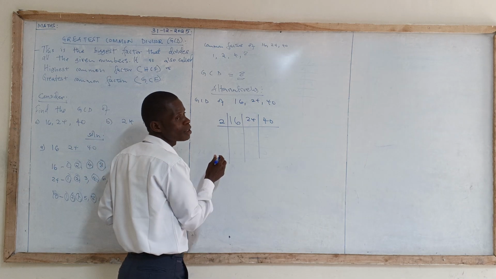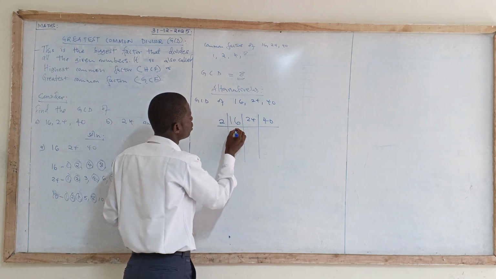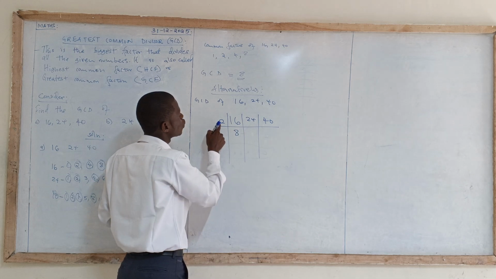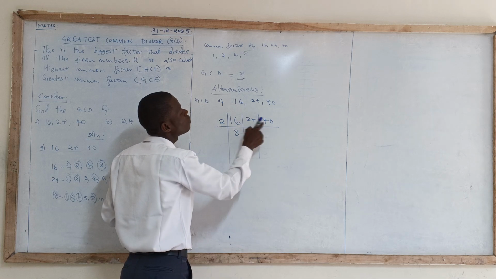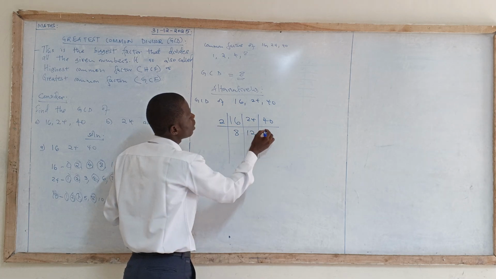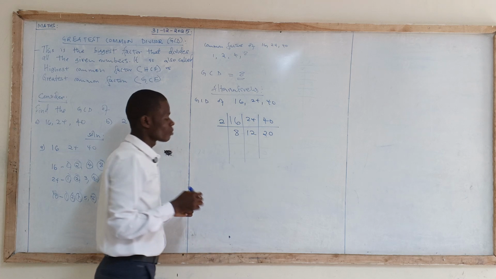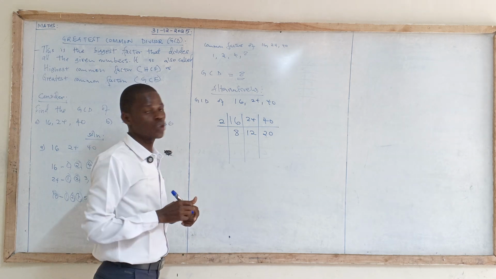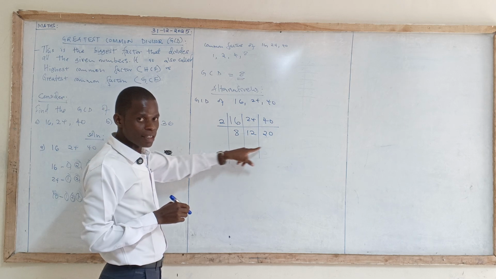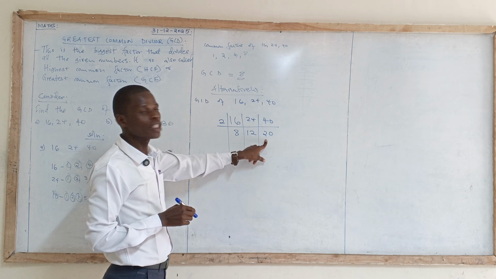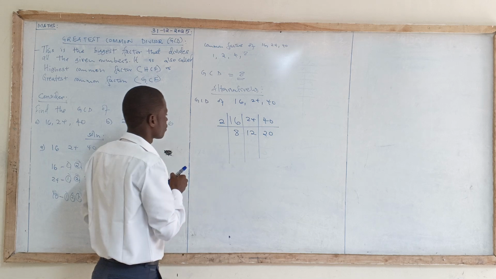2 divides 16 how many times? This now 8 times. 2 divides 24 how many times? This now 12 times. 2 divides 40 how many times? This now 20 times. I'm done with 2. Can 2 divide all these numbers, 8, 12, and 20? Yes.